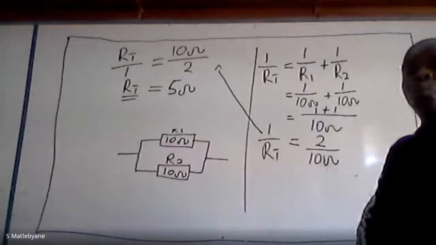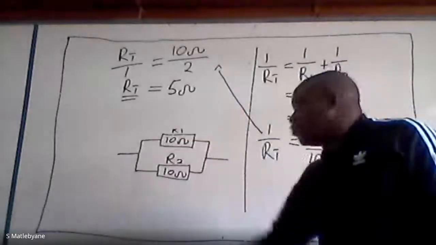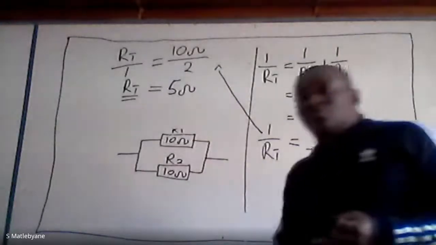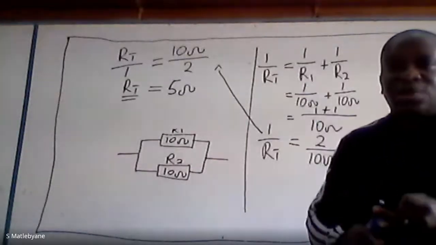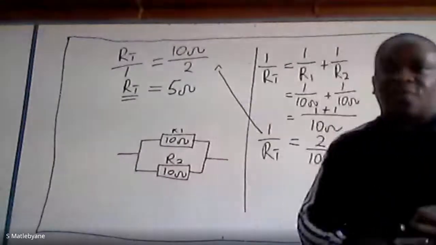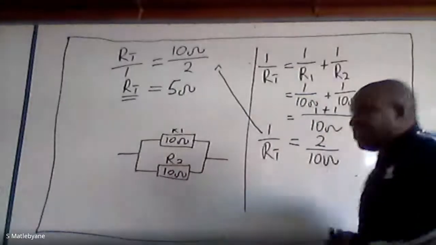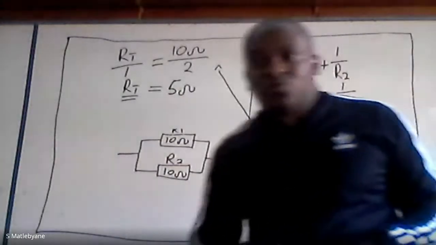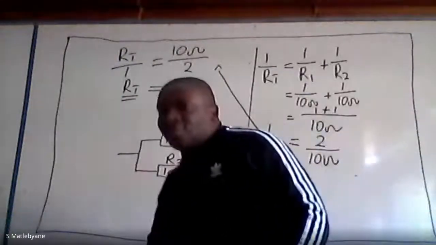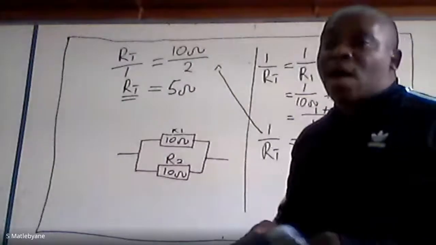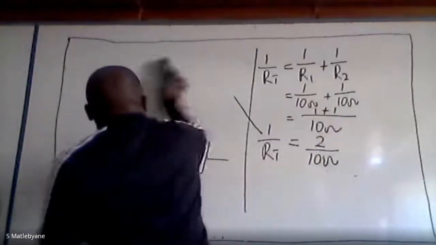So that is how we calculate the total resistance of resistors which are connected in series and resistors which are connected in parallel. Remember the following: when they are connected in series, they increase the resistance. When they are in parallel to each other, they decrease the resistance of that particular circuit. Now, I'm going to give you another circuit, then we are going to try to work out the sums together.